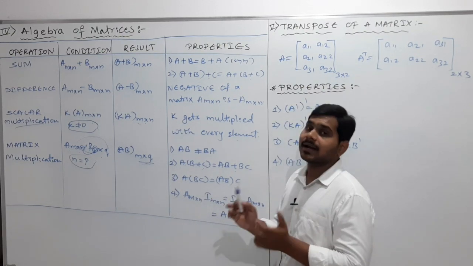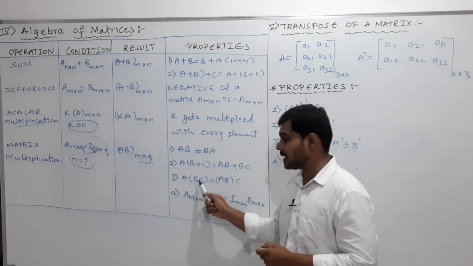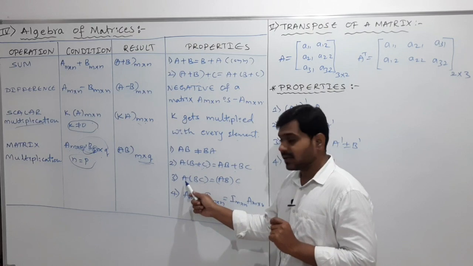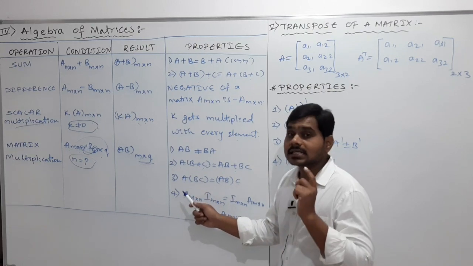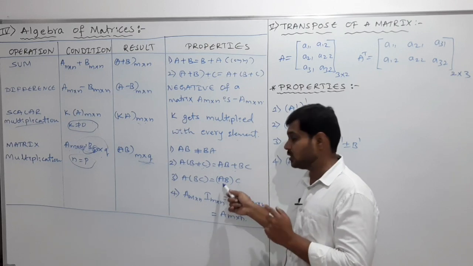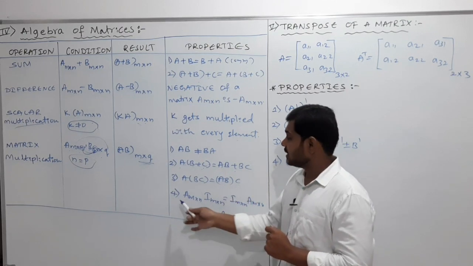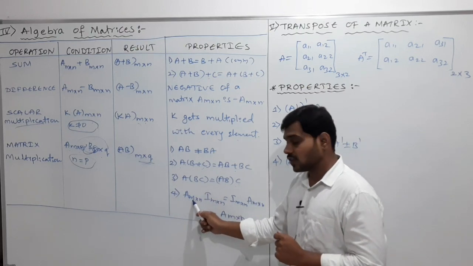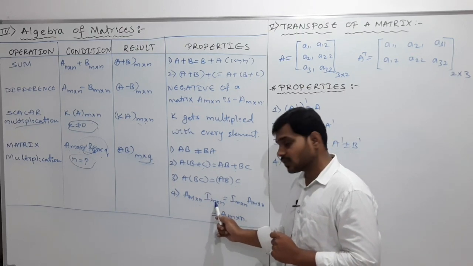Again it is just a matter of order. If you first multiply the matrices B and C and then multiply with A, you will get the same answer as if you first multiply AB and then multiply with C. And the fourth property is: if A is any matrix of the order m cross n and I is the matrix of the order m cross n.